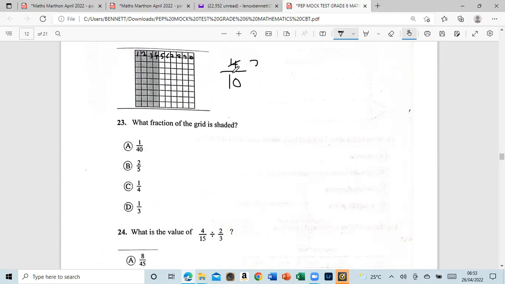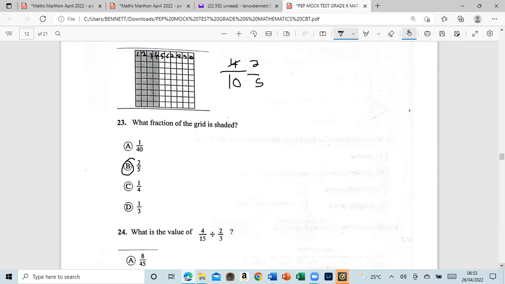I reduce it by 2, so 4 divided by 2 is 2, and 10 divided by 2 is 5. So that would be 2 over 5. All right, remember guys, it's uniform. You don't need to sit down and count all of these. It's uniform, 4 out of 10, and it's constant. So that would be 2/5 for the answer.